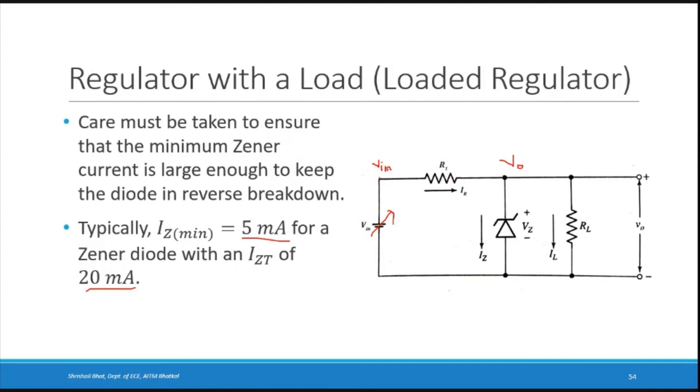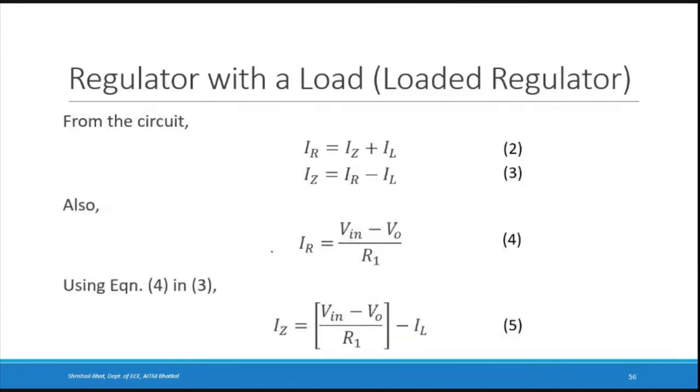Voltage across R1 is Vin minus V0, or you can also write it as Vin minus Vz. And the resistance value is R1. So what is the current? Vin minus V0 divided by R1. That is the current through R1. You can call it IR, that is Vin minus V0 divided by R1. Now, if I substitute this value of IR in this equation, IZ will be equal to Vin minus V0 divided by R1, minus IL, that remains as it is.